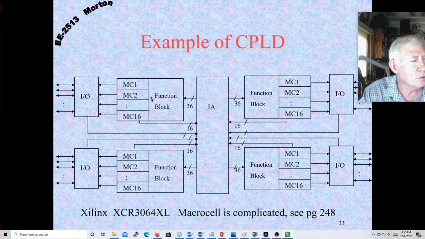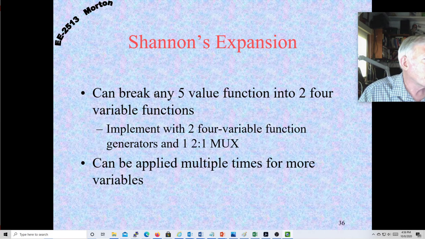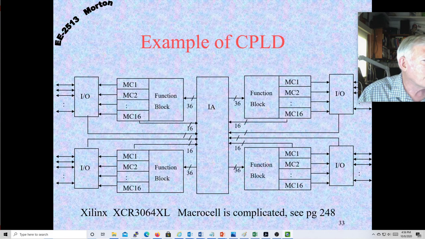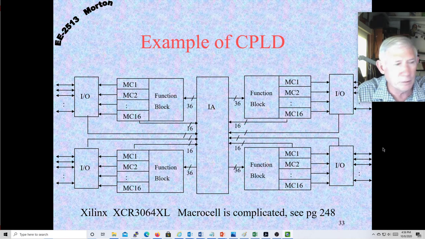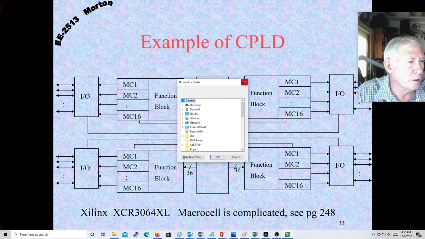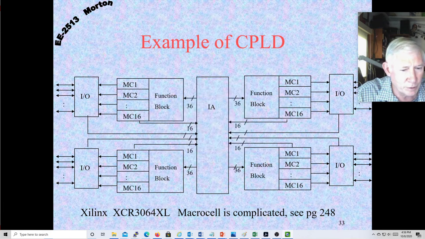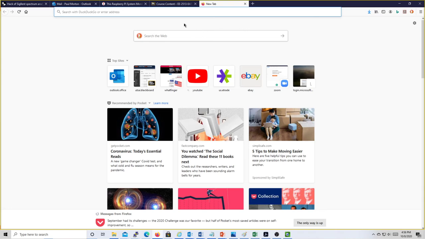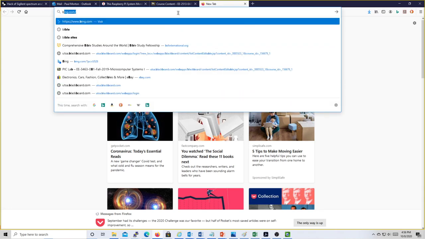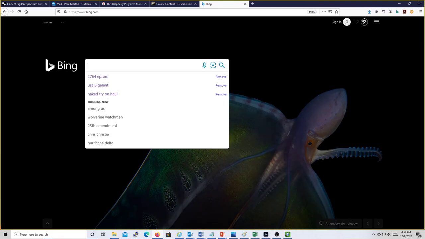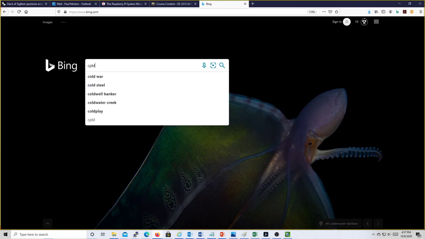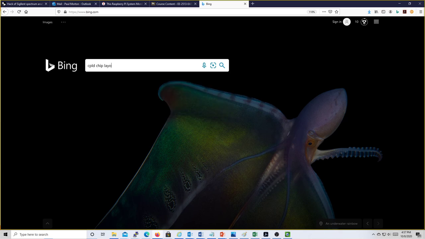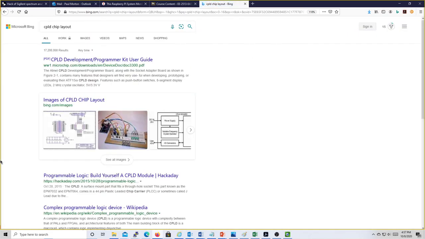So these macro cells often have, see if I have any, no we don't. Yeah, so the macro cells, I don't know if we have a good example of a macro cell, but let's see. No, I didn't want to do that. What I wanted was this. Let's do this, and we'll do Bing again. And we'll do CPLD.